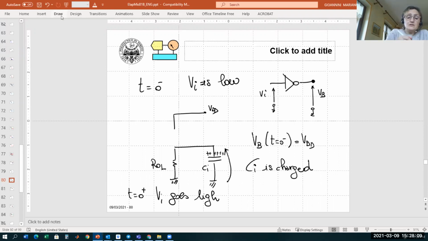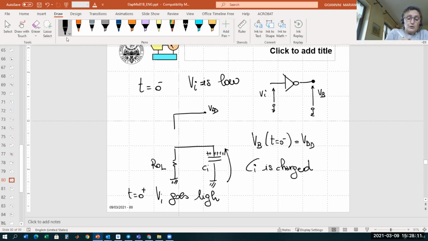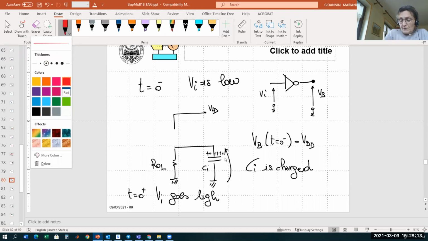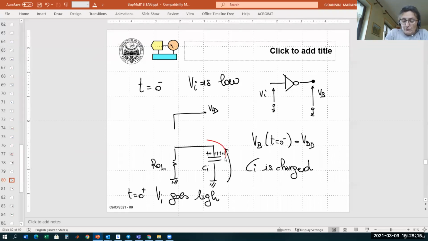Yeah, the transient now is the opposite. We have the discharge of the capacitor. So you have the discharge of the capacitor through a current that is flowing. So this is the discharging current that is flowing from the capacitor node down to ground through the equivalent resistance of the NMOS. So in this case, the situation is this one.